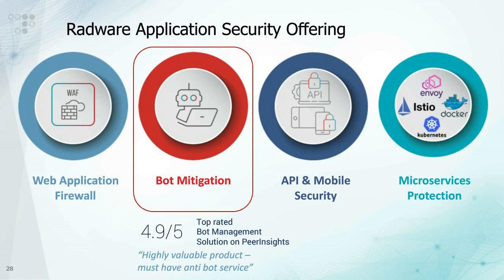We are investing more and more in all areas of application security to expand the value to our customers. In 2019, Radware acquired ShieldSquare, then a leader in bot management technologies, and still rated #1 in Gartner's Peer Insights platform. You can see the nice quote that we got there with a score of 4.9 out of 5: highly valuable product, must-have anti-bot service. The other areas of application security that we invest in are obviously web application firewall and web application protection, API and mobile security, as well as microservices protection.